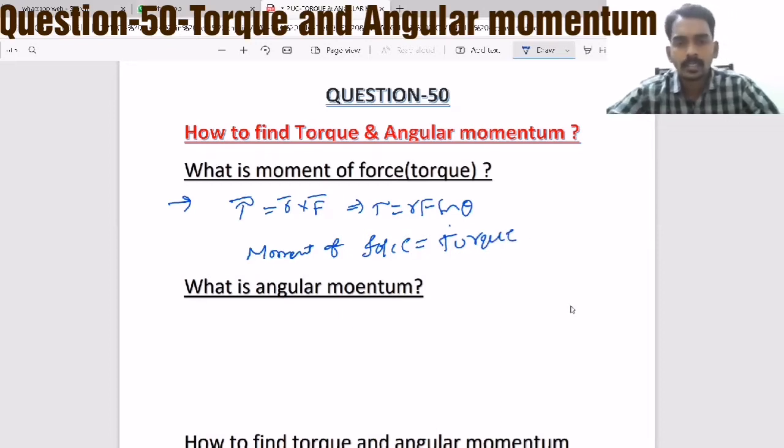As given according to the equation, it is the cross product of position and force. So the position of the particle on which force is applied with respect to the reference, the force, and the angle between them, all three things matter.